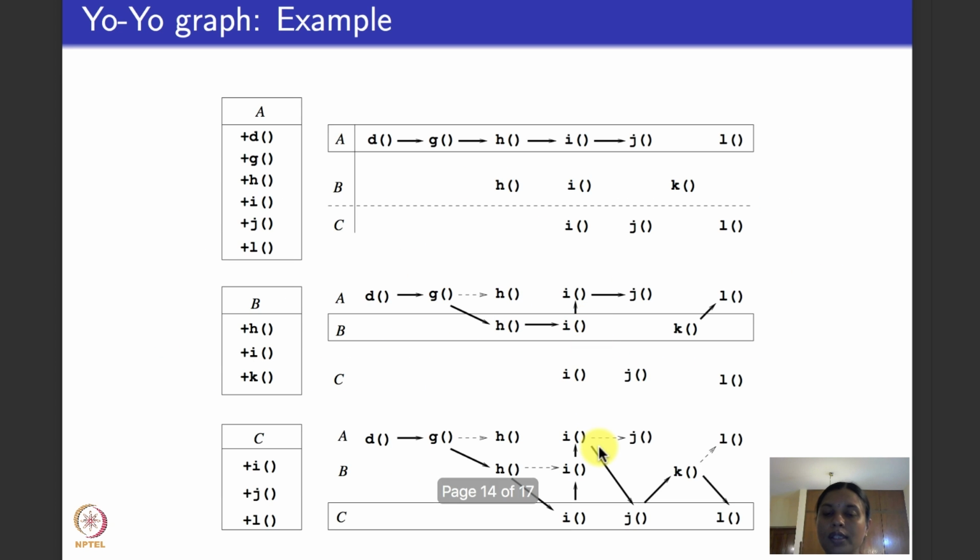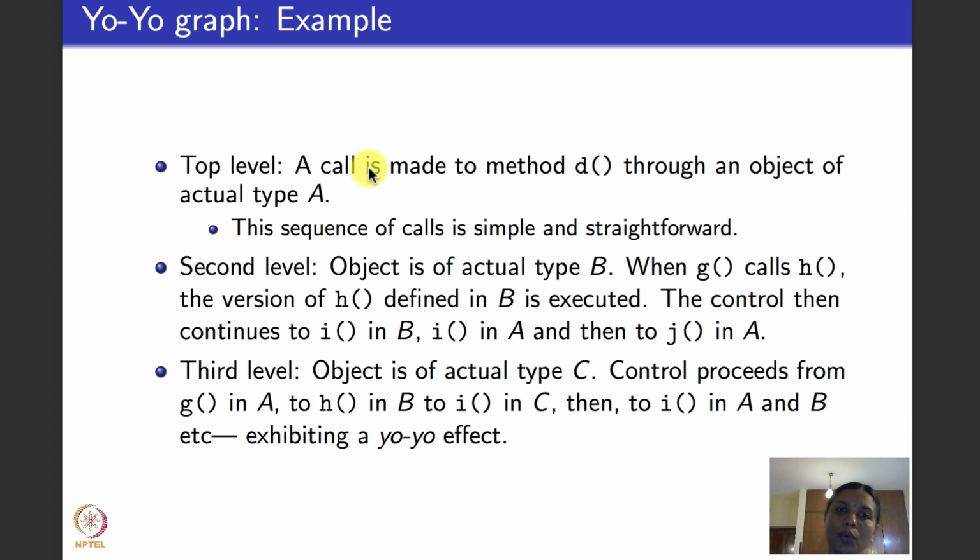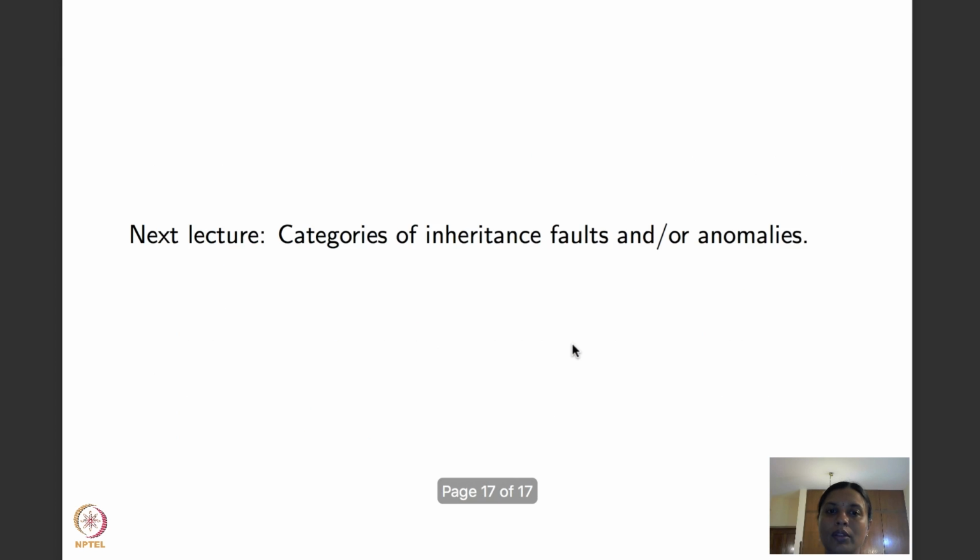So the calls of methods go flat, bounce up, bounce down like a yo-yo. Hence the term yo-yo graph. Now, if the top level call is made, then there is absolutely no problem. For the second and third level, you could have data flow anomalies as we saw in this example. So this is another kind of visualization that we would like to work on.